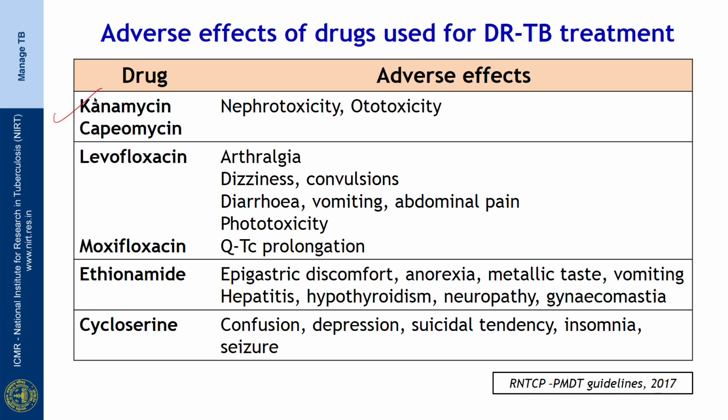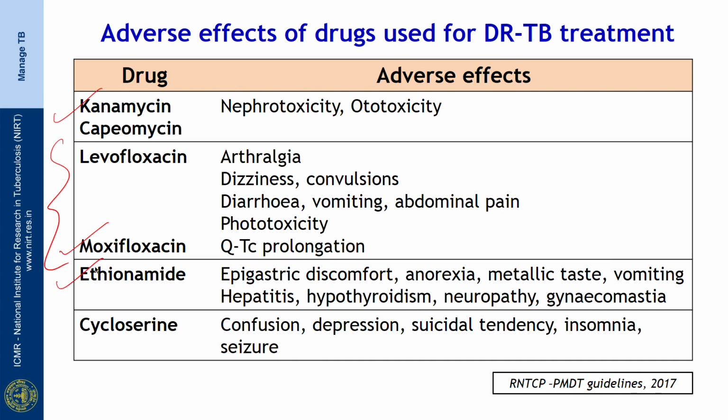So, the aminoglycosides kanamycin and capreomycin can cause nephrotoxicity and ototoxicity. The fluoroquinolones, levofloxacin and moxifloxacin can cause arthralgia, dizziness, convulsions, GI disturbances like diarrhea, vomiting and abdominal pain, and phototoxicity. In addition, moxifloxacin can cause QTc prolongation.